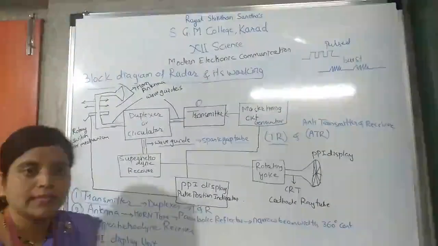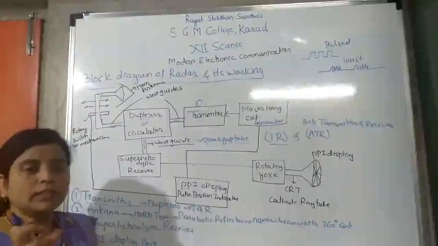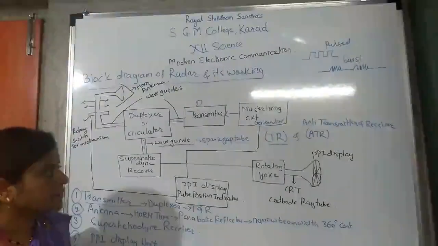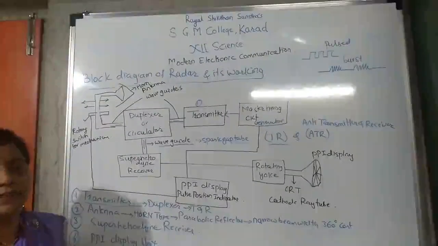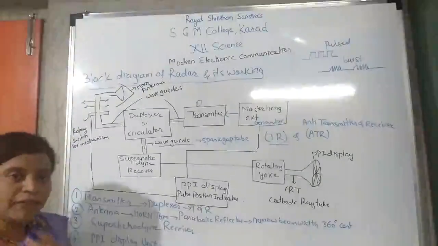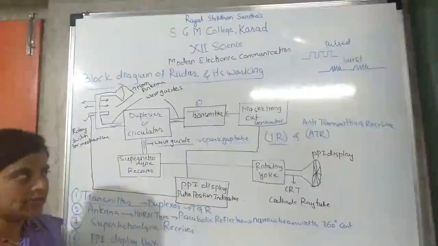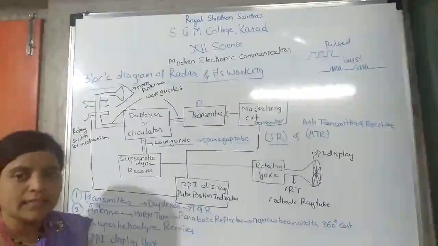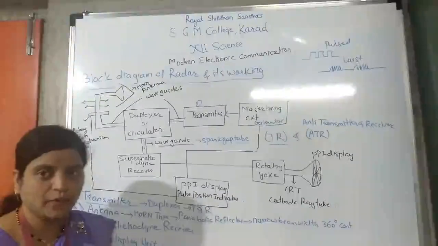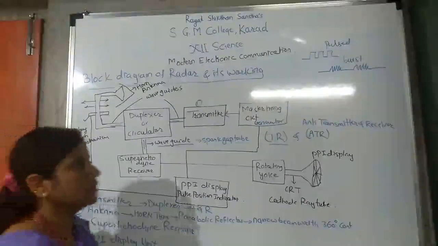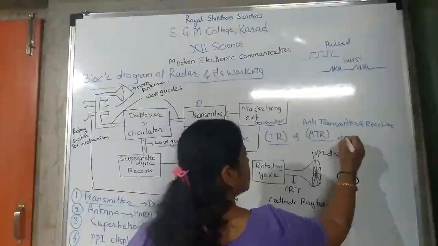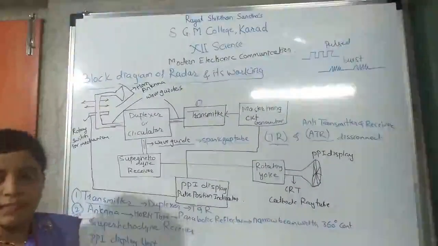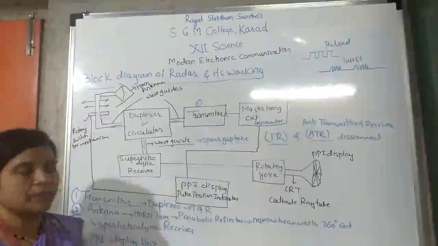TR signal, what does it do? TR means transmitter and receiver. It prevents the transmit signal's power from coming from the receiver. When a signal comes from the receiver, the transmit and receive signal prevents that signal. But the opposite of that is the ATR, that is anti-transmit and receive. ATR, what does it do? It disconnects the transmitter from the signal that comes from the receiver. It disconnects the transmission of the signal which comes from the receiver.